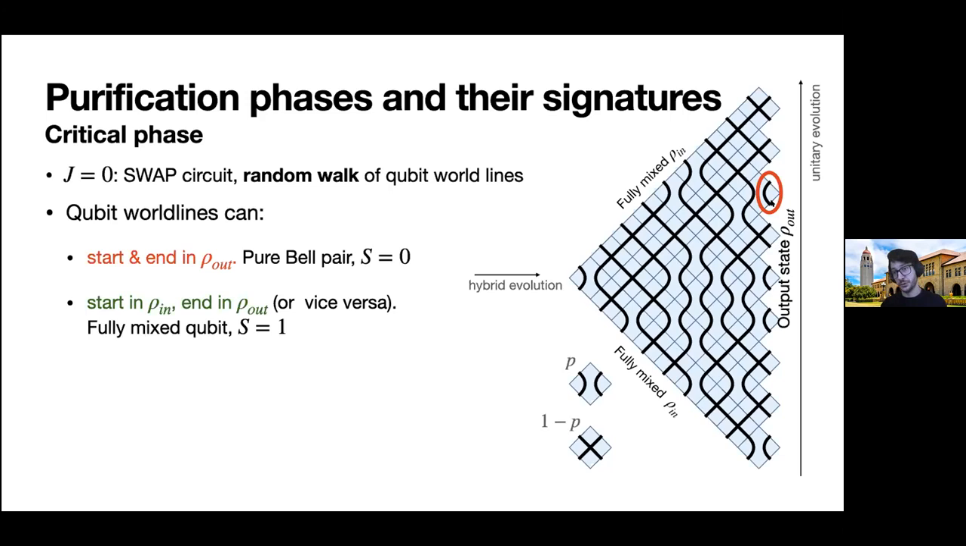So they contribute zero entropy to the final state. And again, I'm talking about entropy between the whole system and the rest of the world, so not about the subsystems of the output state.